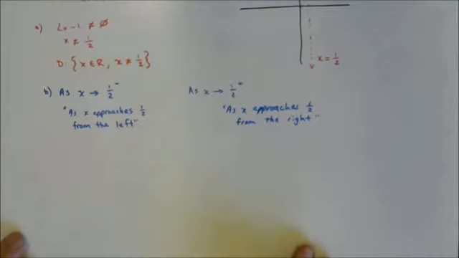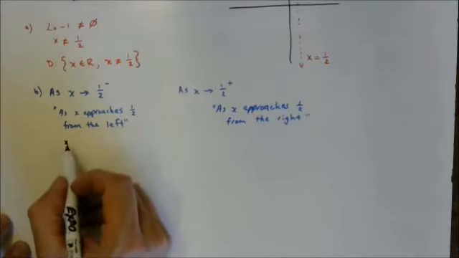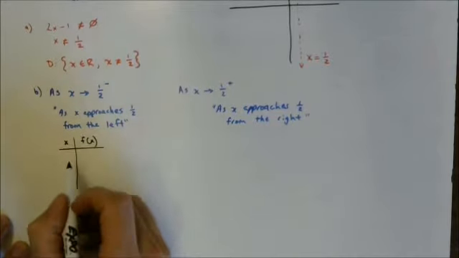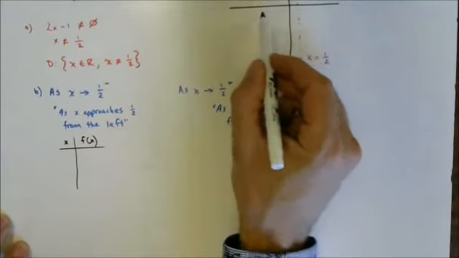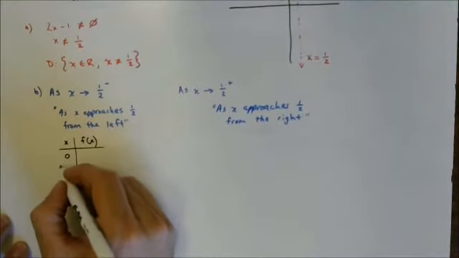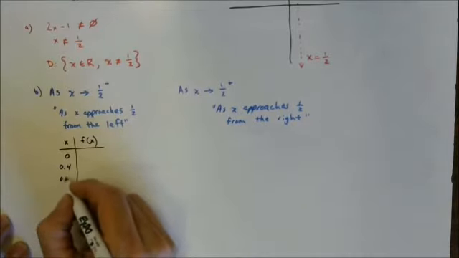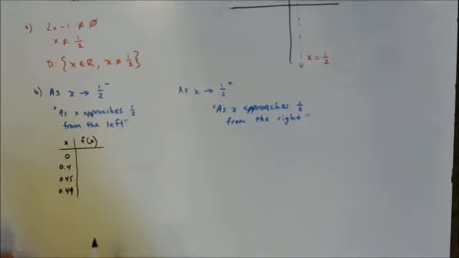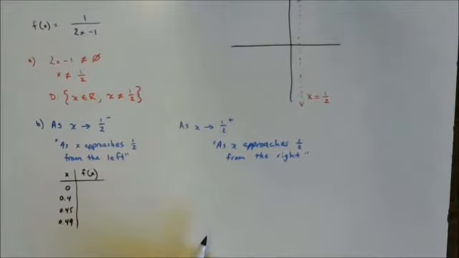Okay, we're going to lay this out in a chart. So we're going to put our x values on one side and see what's happening to the function. And we want values that are heading toward x equals 1/2 from the left. So we'll start with 0, we'll jump up to 0.4, and jump up to 0.45, 0.49. And all we have to do is plug them into our function and see what we get.